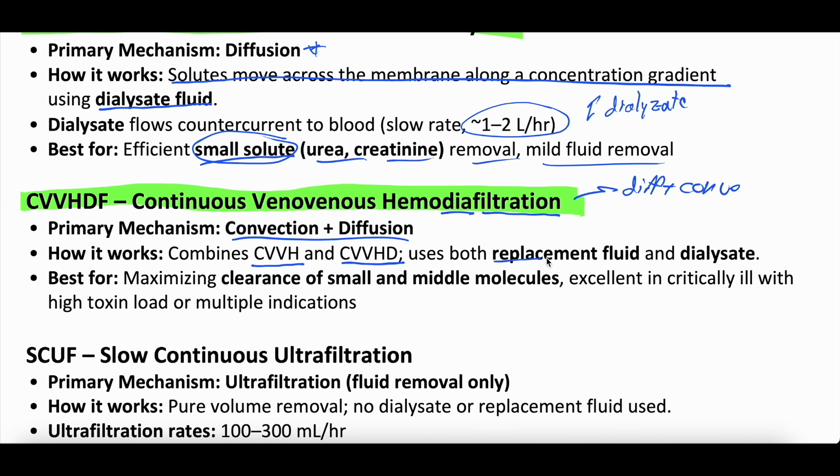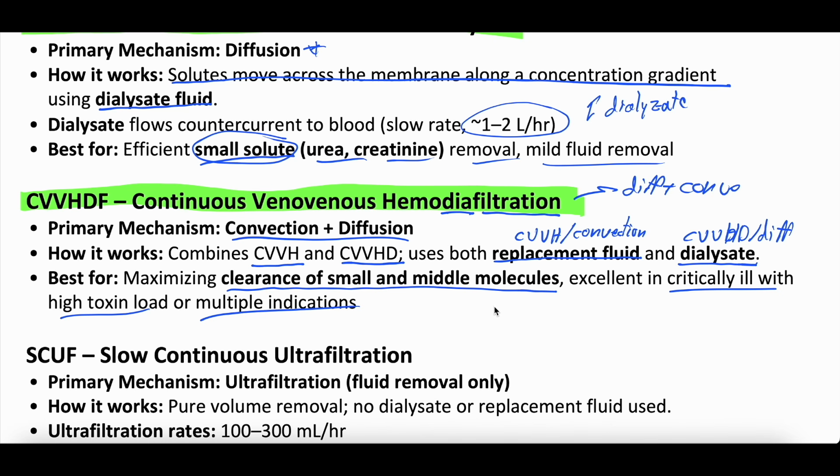And that means it uses both a replacement fluid, which is most typical of CVVH, because it uses convection, right, which has that plasma water with solvent drag, and it uses dialysate, because it has a hemodialysis component, which uses diffusion, which needs a dialysate running. So it's a combination of those, CVVH and CVVHD. It's best for maximizing clearance of small and larger molecules, excellent in critically ill with high toxin load or multiple indications. I think many people in the intensive care unit kind of use CVVHDF as a standard, which is nice.